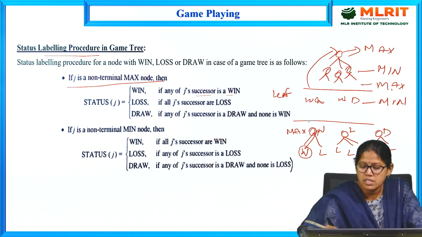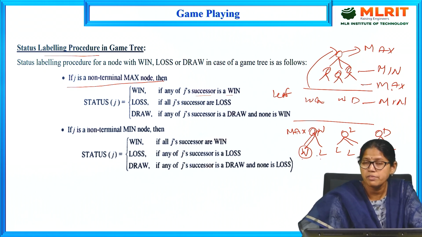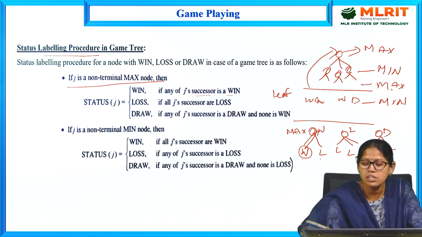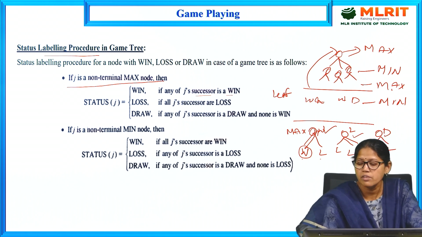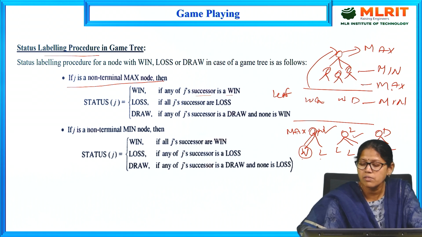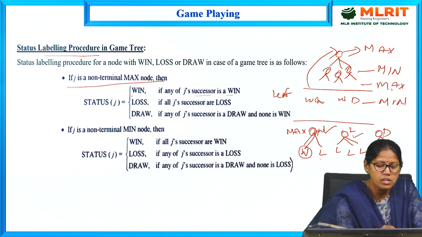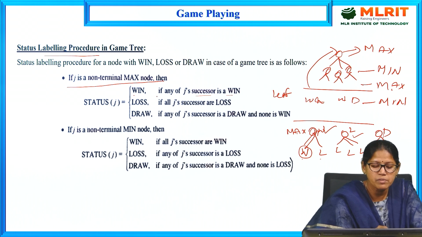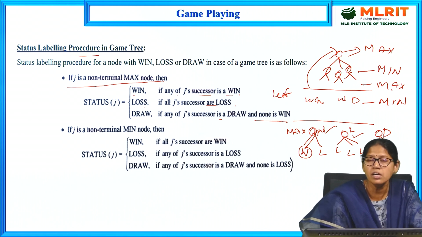Let's try to understand. At a max point, if the successors are win, loss, and any one of the successors is win, then it will pick up the win. If all the successors are loss, then it will be loss. If any one of the successors is draw and none of the successors is win, then it will choose the draw. Let's check. Win: if any J successor is a win. Loss: if all J successors are loss. Draw: if any J successor is a draw and none is a win, then it will choose the draw.